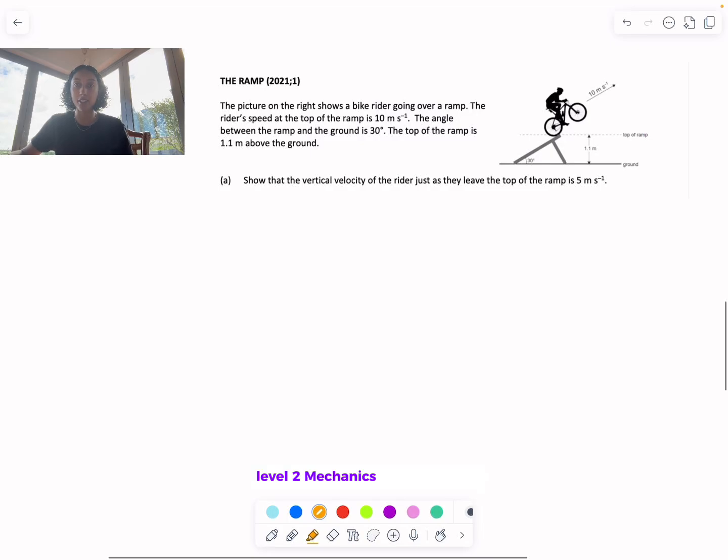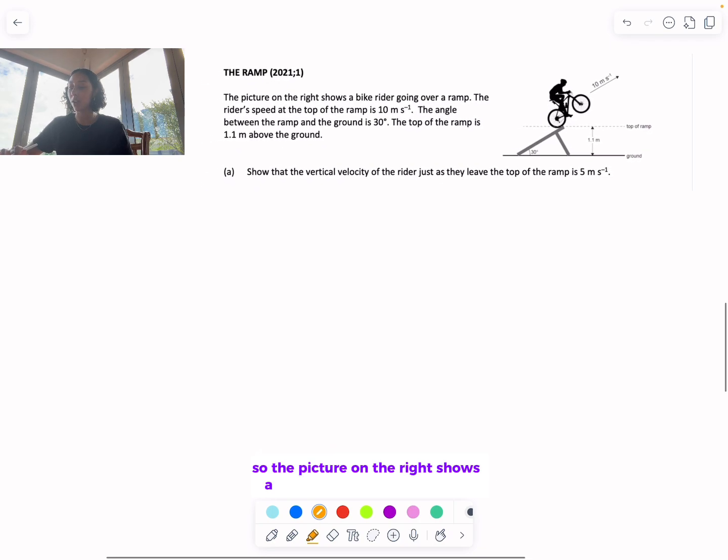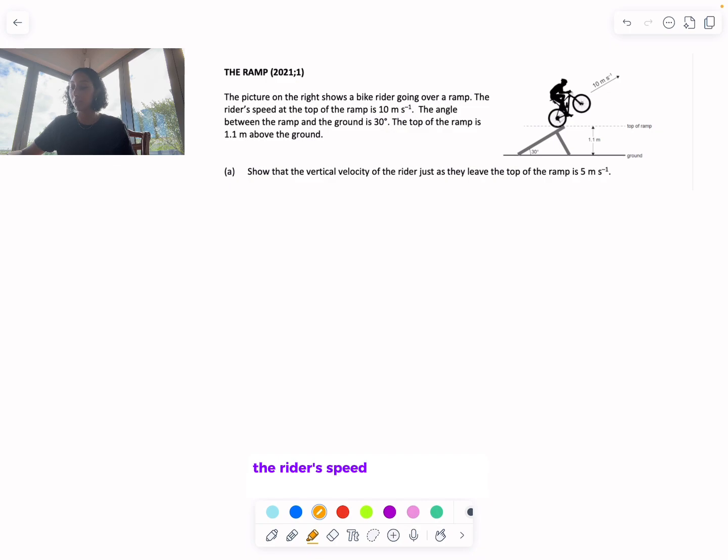Level 2 Mechanics 2021, the ramp. Let's do it. All right, so the picture on the right shows a bike rider going over a ramp. The rider's speed at the top of the ramp is 10 meters per second. The angle between the ramp and the ground is 30 degrees. The top of the ramp is 1.1 meters above the ground.